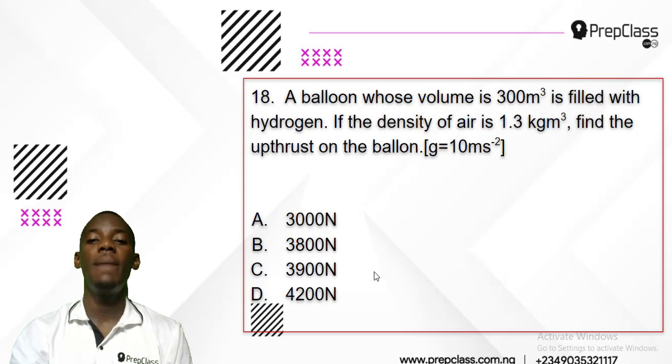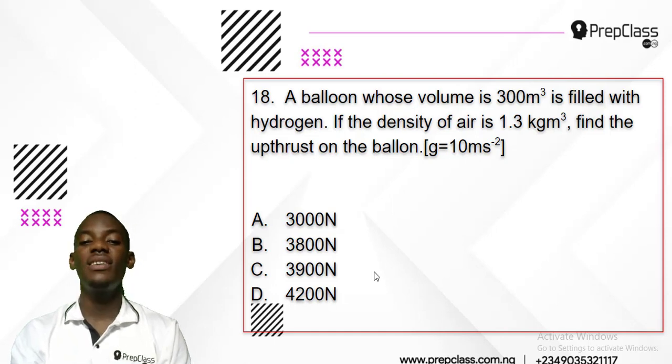Number 18 says a balloon whose volume is 300 meter cube is filled with hydrogen. If the density of air is 1.3 kilogram per meter cube, find the up thrust on the balloon. Now we are finding up thrust, right?